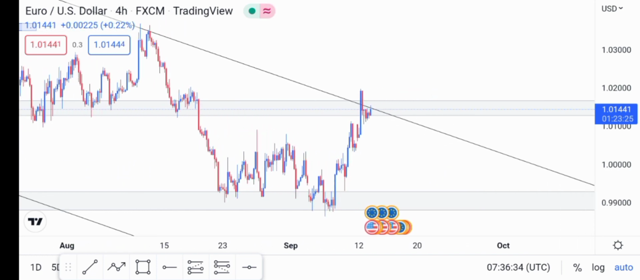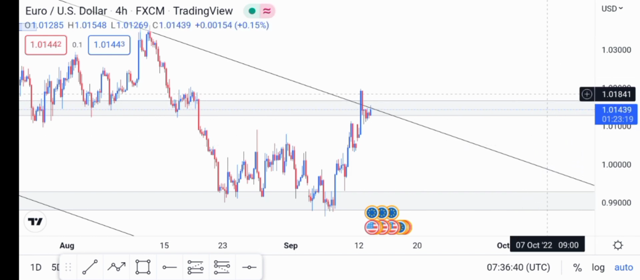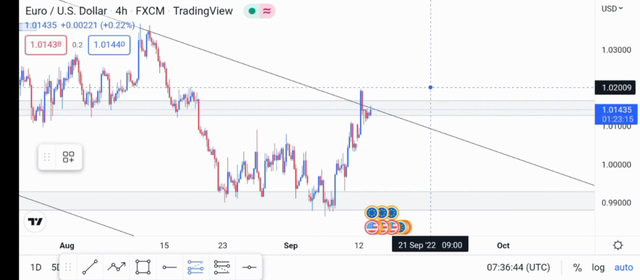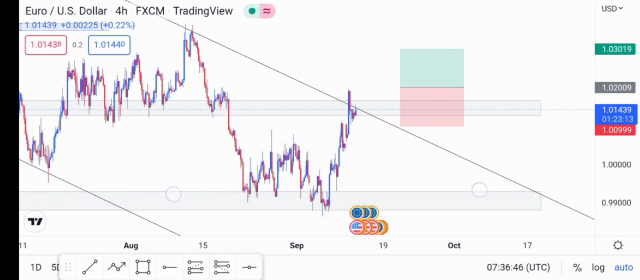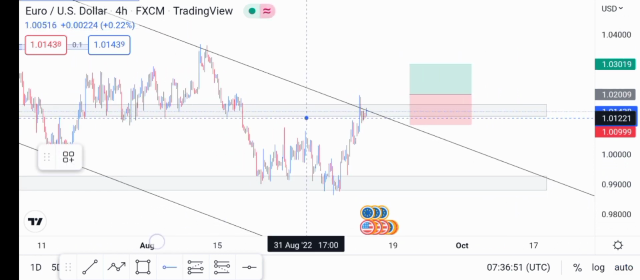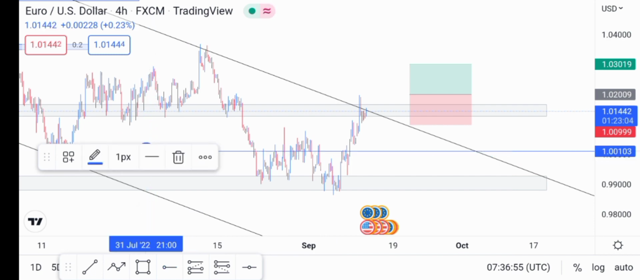So to be on the safer side, we are not going to place our pending orders right over here, because we might find ourselves trapped like others. So we are going to place our pending orders right over here, increasing our risk. And our stop loss, we are going to use this level right over here. Let me see.